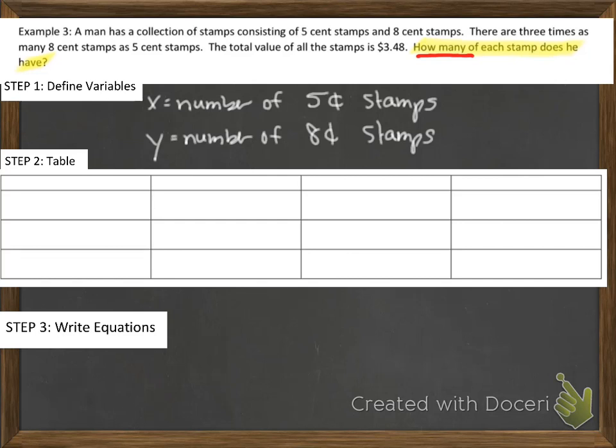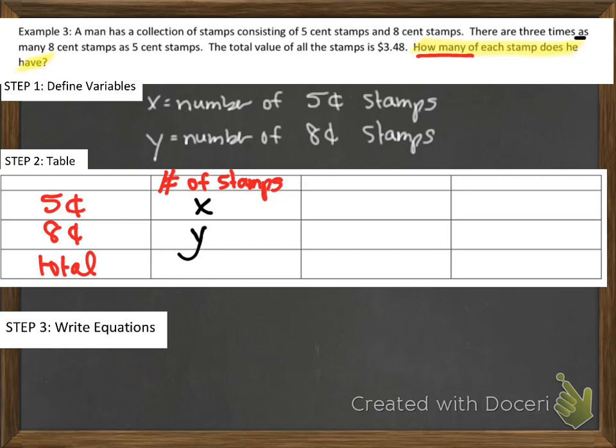Okay, let's start filling in our table. So we have our 5-cent stamps, we have our 8-cent stamps, and we have our total. Those are the 3 things that we're curious about in this table. First we have the number of stamps. As you know, we don't know how many 5-cent stamps we have. We also don't know how many 8-cent stamps we have. But do we know the total this time? It doesn't look like we do.